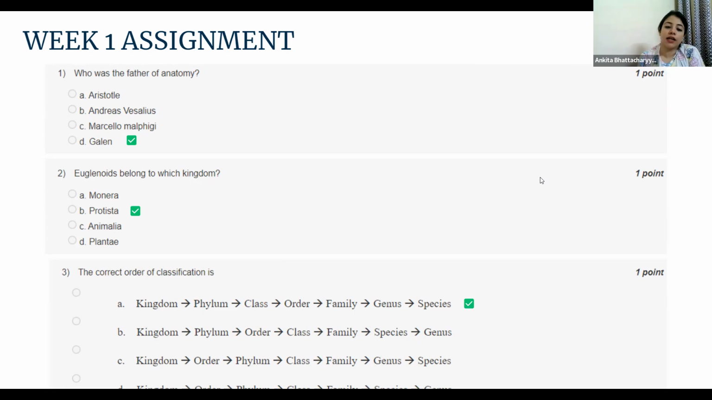The second was about euglenoids and which kingdom they belong to: Monera, Protista, Animalia, or Plantae. So obviously they are protists. We had also, I think, discussed Euglena, its outermost layer and its structure in the previous lecture. You can refer to the slides or to the video lectures if you need it. So the answer to that is Protista.